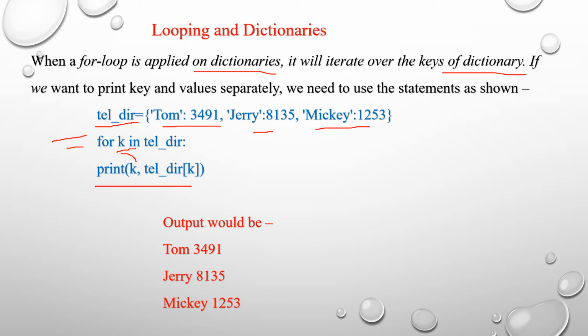In the print statement we have to print k comma, and again we have to call the dictionary tell_dir. Within the square brackets again we have to specify k. So this will print the items with their value pairs separately. The output would be Tom with the respective value 3491, Jerry with value 8135, and Mickey 1251. So if you want to print separately, within the square brackets we have to specify the loop variable name.